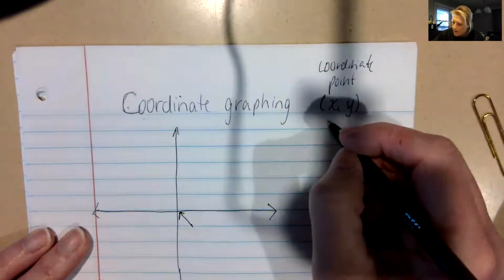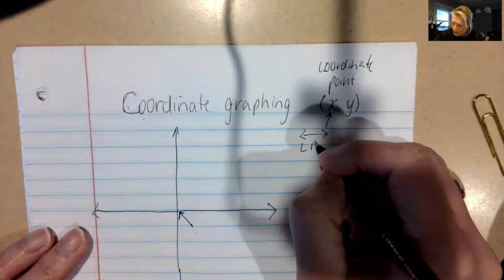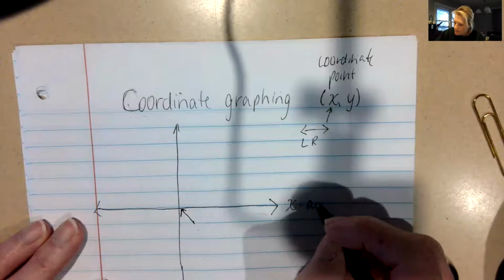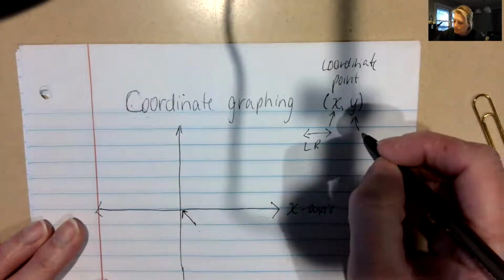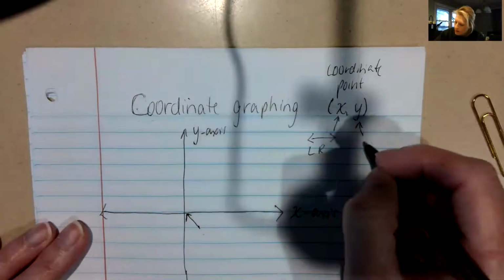And the X right here is your left and right movement. It goes back and forth, left and right. This is your X axis. And this is your Y axis up here. Your Y axis goes up and down.